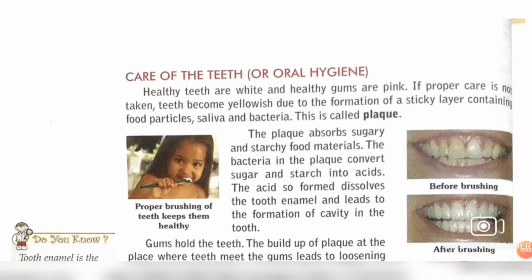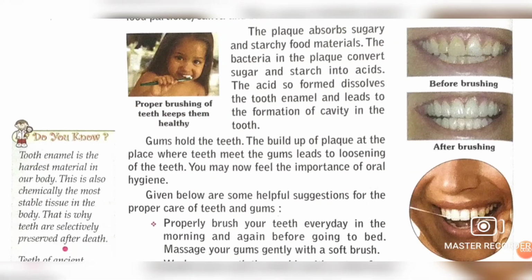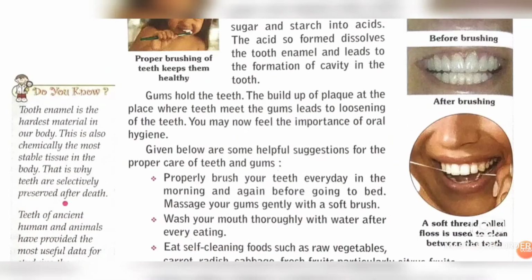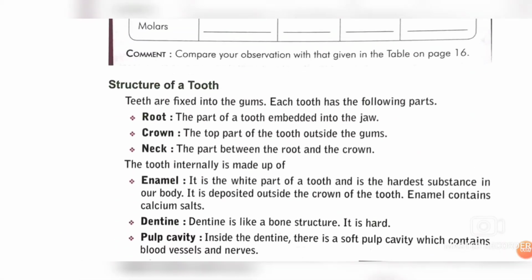Then we have learnt about the care of teeth. For healthy teeth and healthy gums, we need some proper care. What are they? We have to brush properly, we have to wash our mouth, we avoid eating sugary foods. So this is our today's lesson.